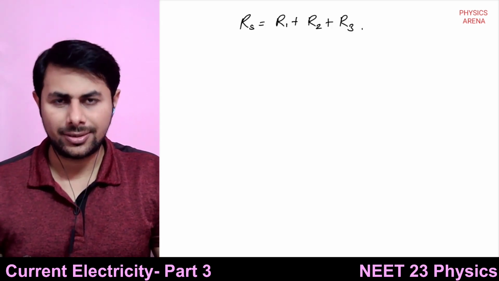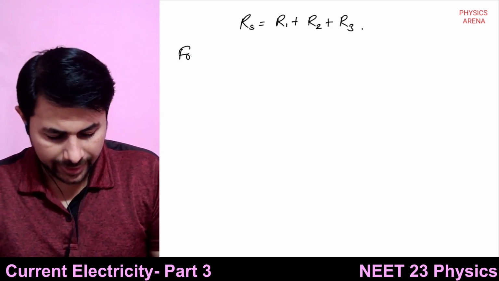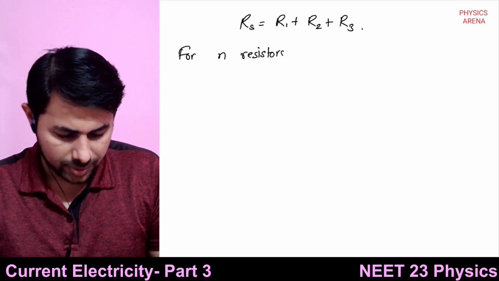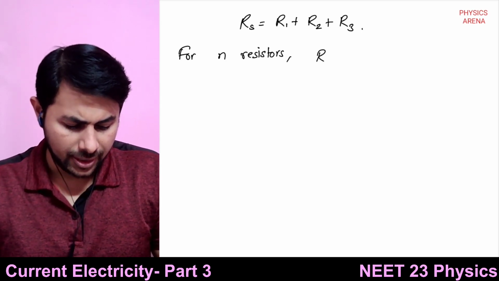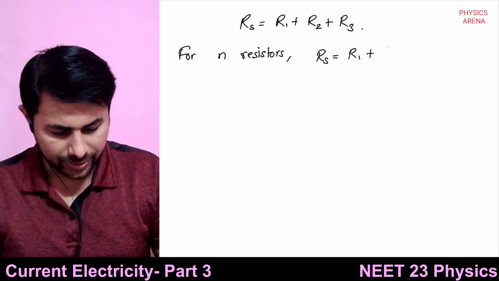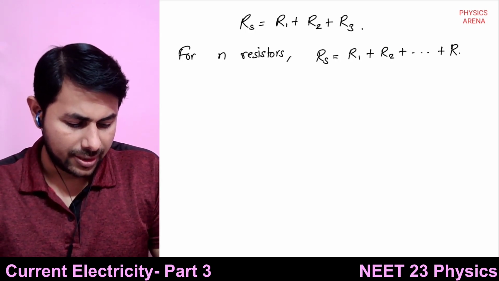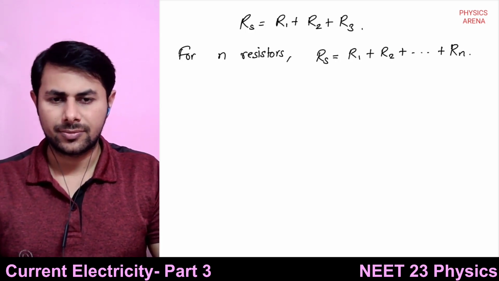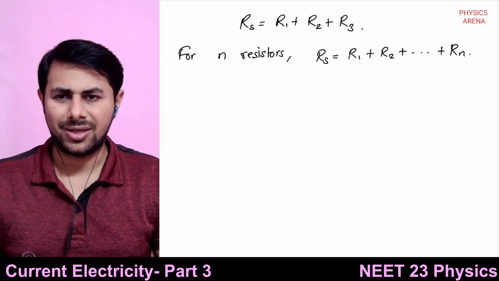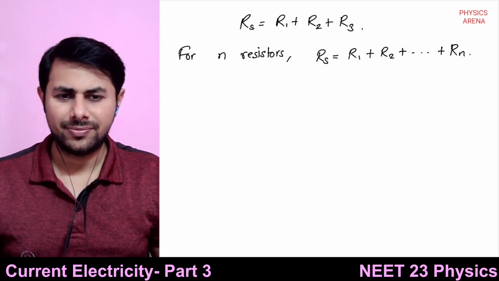If we have n resistors connected in series combination, then for n resistors connected in series, RS will be just equal to R1 plus R2 plus so on and so forth up to plus Rn. I guess this result is very simple, and we have been studying this since 10th standard.